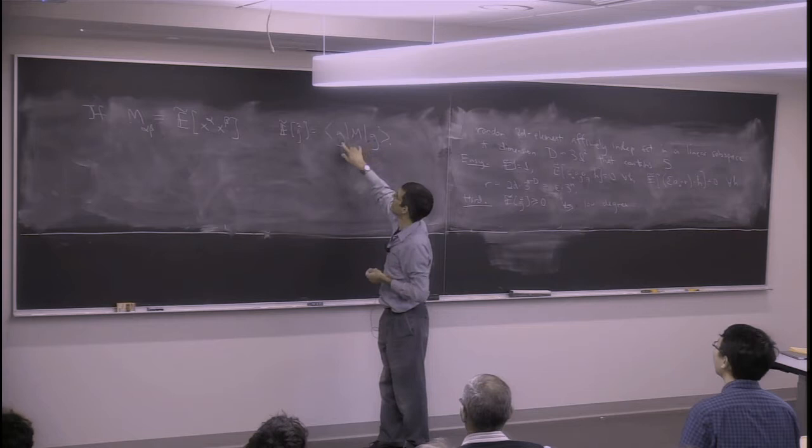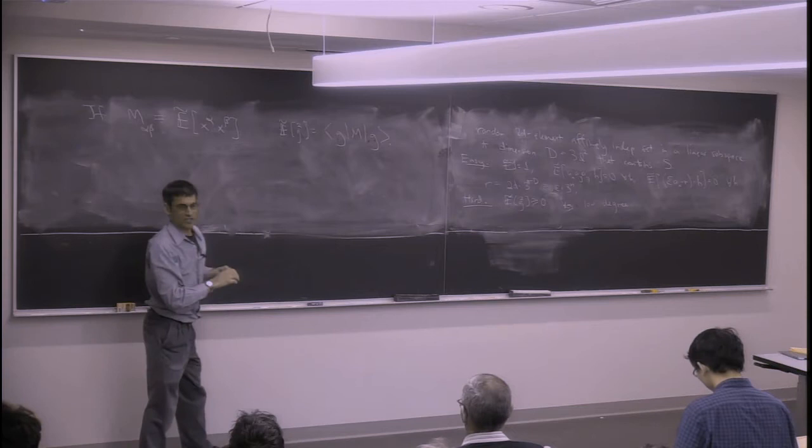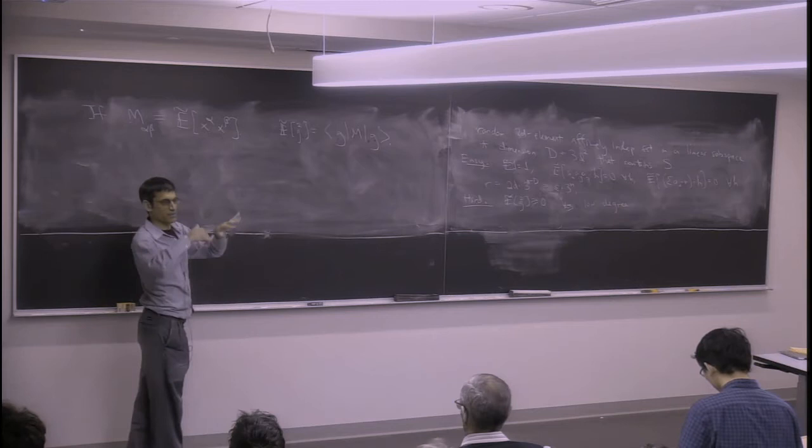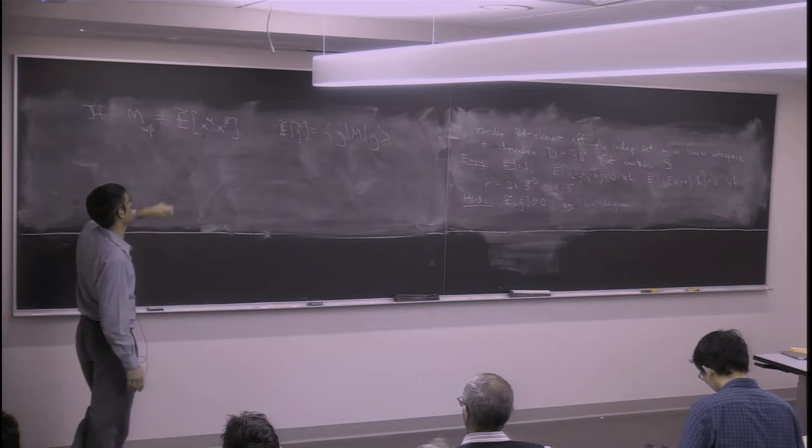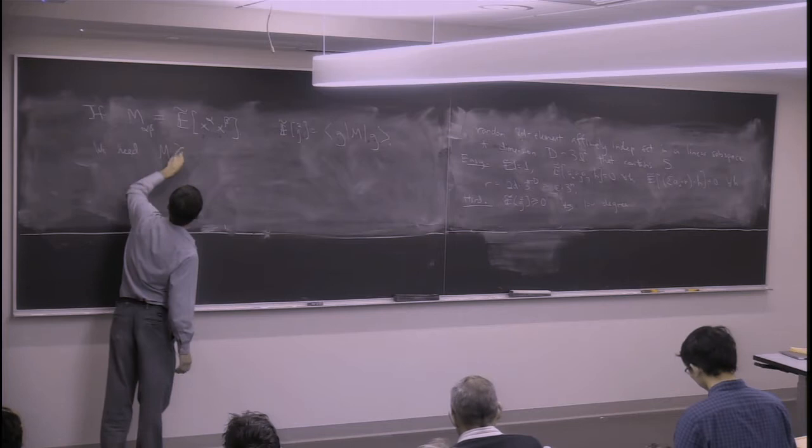You take the coefficients of G and stack them into a big vector, and then you just take the quadratic form of that vector on this matrix. That gives you the pseudo-expectation of G squared. So we need this matrix to be positive semi-definite.